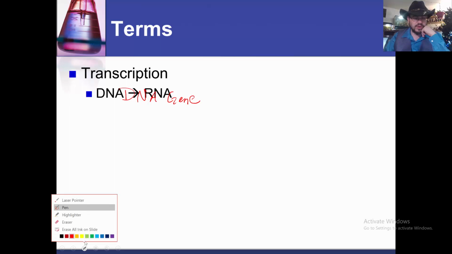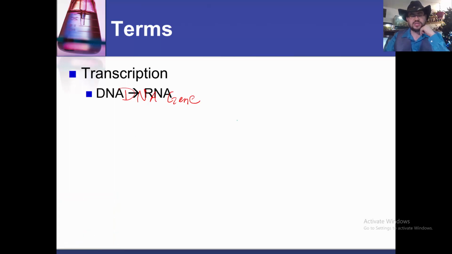Transcription is the process of converting the DNA gene into the RNA messenger. So we have a DNA gene, and it contains the information that needs to be processed. It has all the information for the protein we're trying to build. We're going to convert that gene into a sequence of RNA.